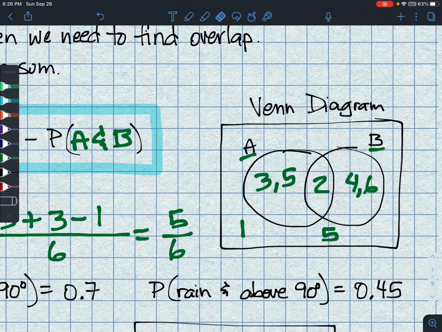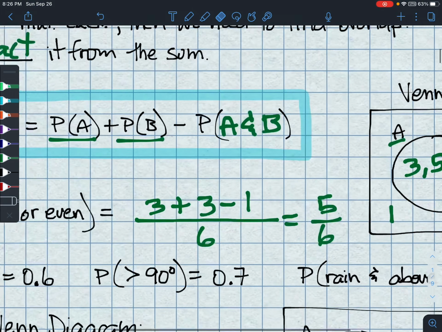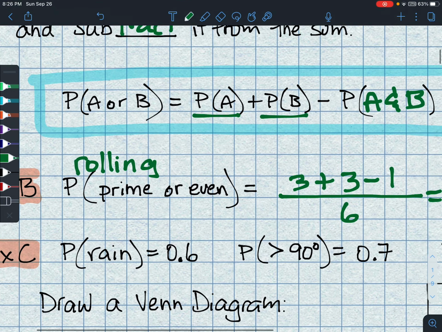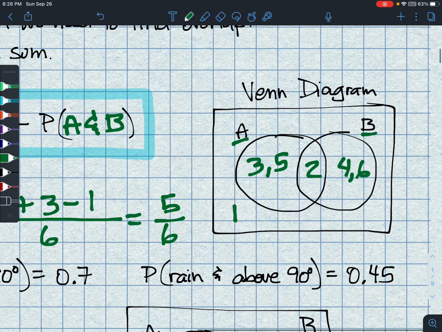Whoops, I made a mistake there. 5 is not outside, right? Hopefully you saw that before I did. We'll quickly pretend I never wrote the 5 there. All right, so the probability of getting an even or a prime is 5 out of 6. Okay, the only way that would not happen is if you got a 1 on a die.